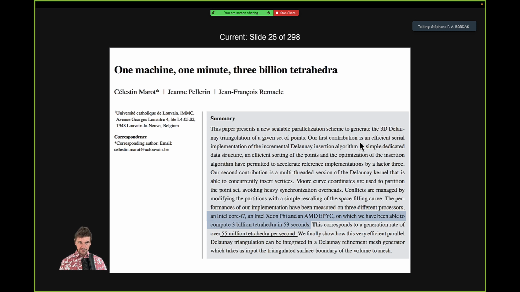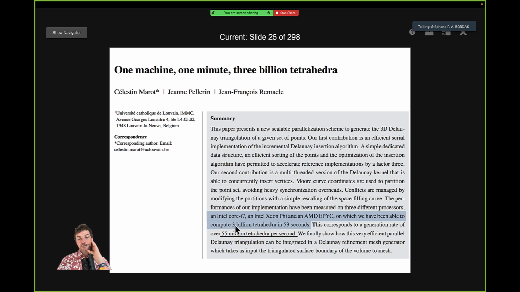So this is a paper which is now a few years old, and which was written by a friend of mine, Jean-François Remacle, that you probably know because with Geuzaine, he is responsible for the creation of Gmsh, which everybody uses, I think. So he has been extremely impactful in the community through the creation of this piece of software which everybody knows and everybody uses. And recently he was able to generate with one machine in 1 minute 3 billion tetrahedral elements.